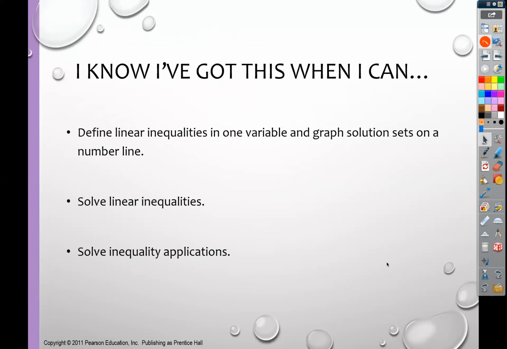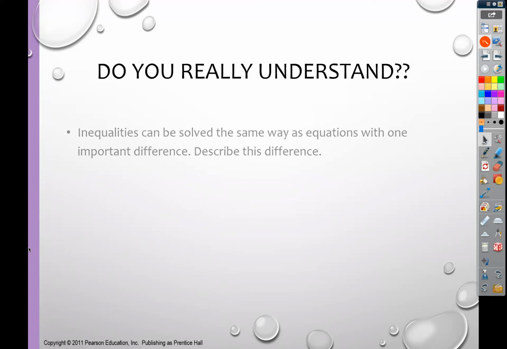So I know I've got this when I can define linear inequalities in one variable and graph solution sets on a number line, solve inequalities, and solve inequality applications. But do you really understand? Inequalities can be solved the same way as equations with one important difference. What is the difference?